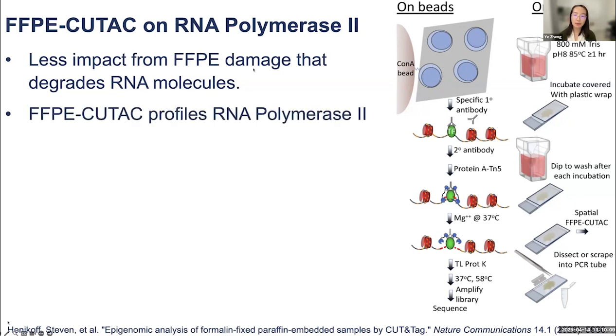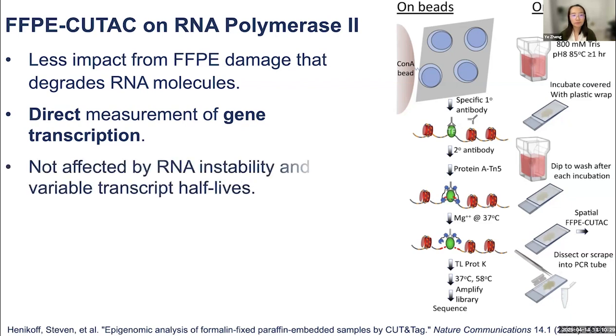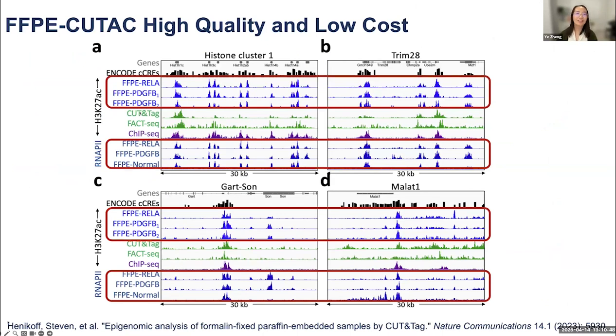And because we can use an antibody to directly capture the RNA-Pol2 signal on the DNA, this is like a direct measurement of gene transcription. Compared to RNA-seq, which uses those RNA molecules accumulated in the cell as a proxy of gene activity, here we can directly measure gene transcription. And again, this is a DNA assay, so it will not be affected by RNA instability or transcript half-lives. So the data is relatively stable, and data quality tends to be much higher than RNA-seq.